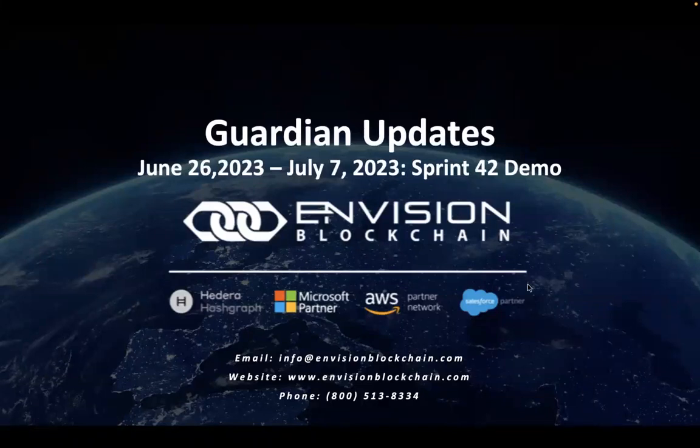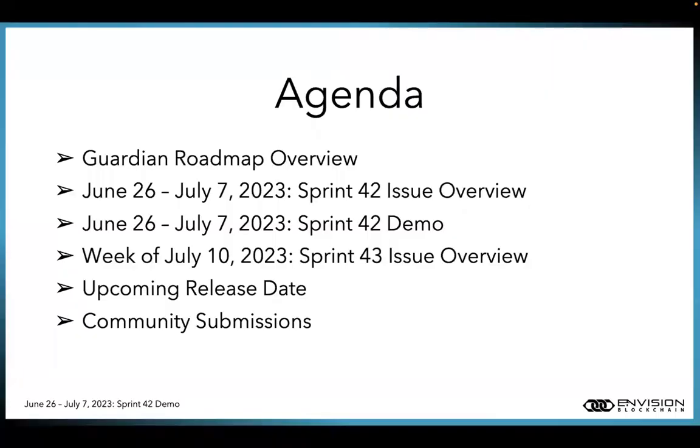Today we'll be giving you the Guardian update of Sprint 42, which lasted from June 26th to July 7th. So just a quick overview of the agenda. We'll be looking at the roadmap. We'll also be talking about the issues that we tackled in Sprint 42. Then we'll be flipping over to give you a demo of Sprint 42.